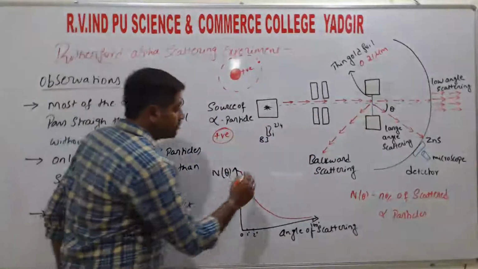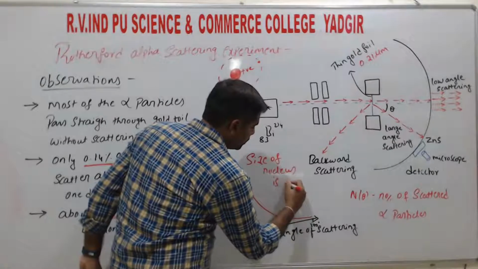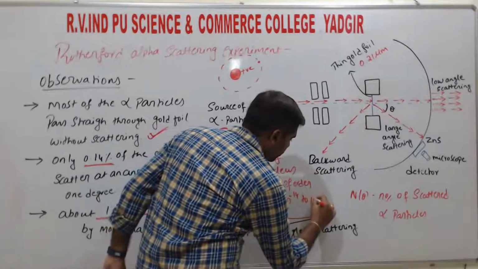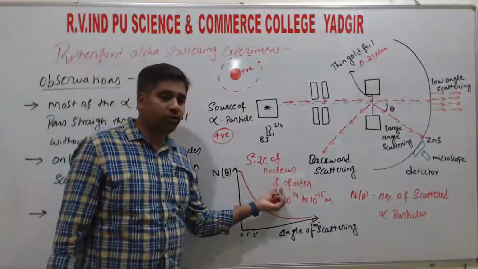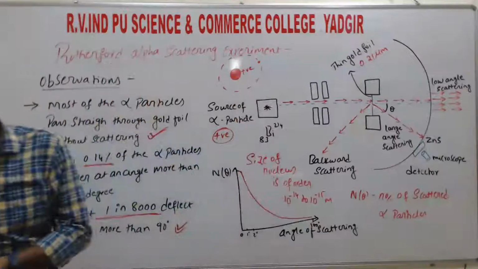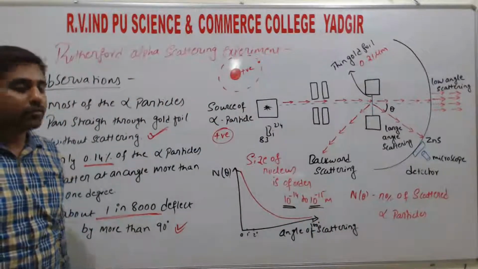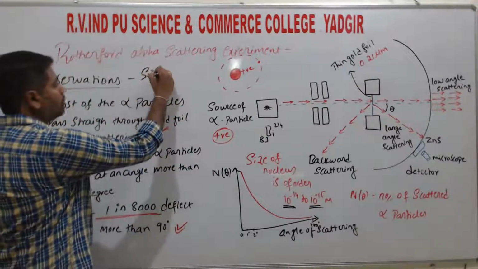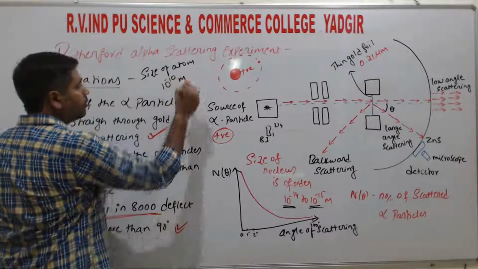So from this experiment, the size of the nucleus is of the order 10 to the power of minus 14 to 10 to the power of minus 15 meter. He found the size of this nucleus, that is the accumulation of the positive charges into a small volume. So as we studied in the kinetic theory of gases, the size of the atom is about 10 to the power of minus 10 meter.